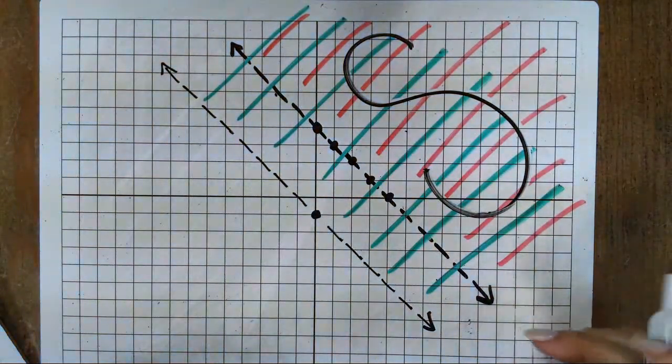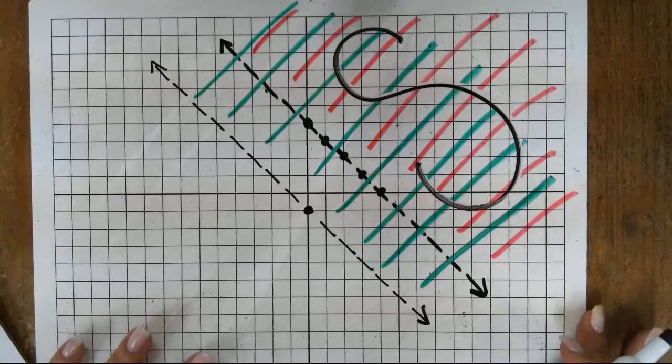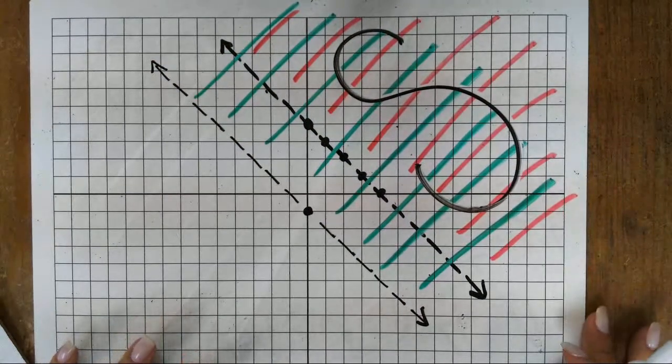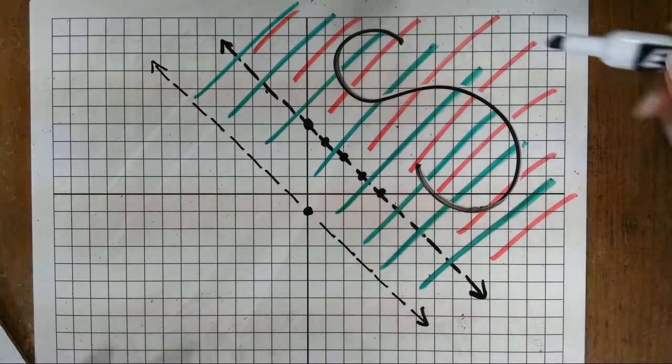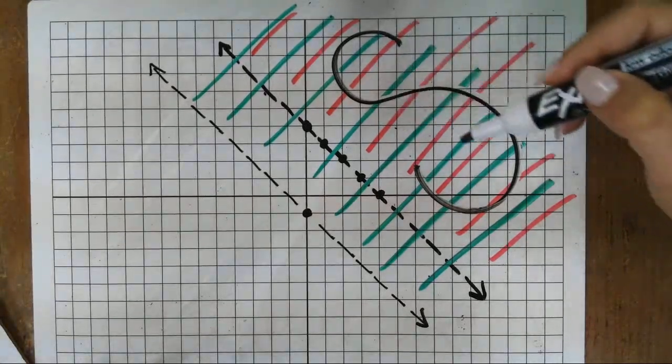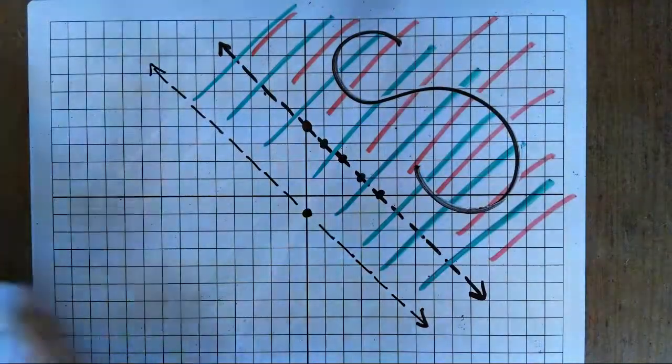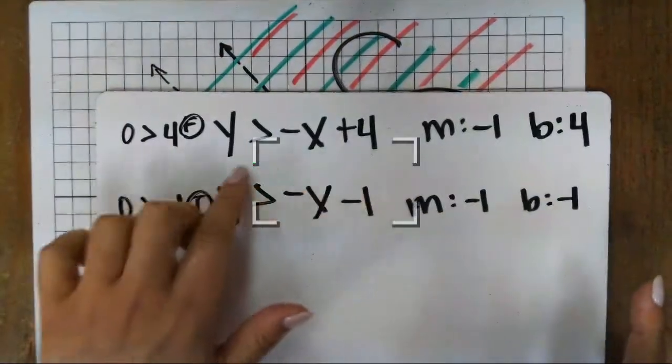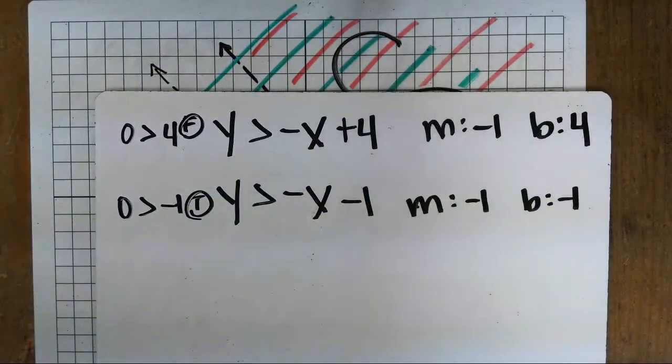So it's basically, if you get asked on your EOC, what is your solution? They're asking for a more specific answer. They're looking for you to specify that your solution is only the solution for the top equation, which is this top part here. Okay, which is the y is greater than negative x plus 4.